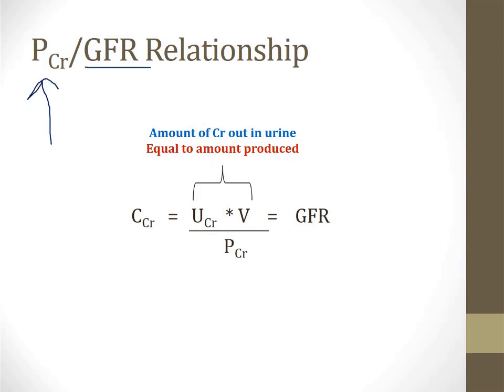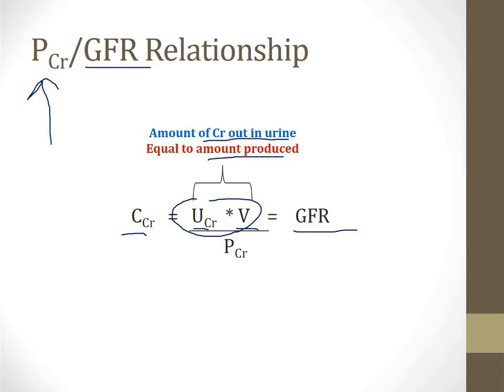Shown on the screen is the equation for creatinine clearance, which, as I told you before, is essentially equal to the GFR. The numerator of this equation is the urinary creatinine concentration times the volume flow rate of urine. This is the amount of creatinine that goes out per unit time in the urine, and that's equal to the amount produced. Whatever amount is produced on a daily basis by breakdown of muscle mass must be excreted on a daily basis. What this means is that this top part of the equation is essentially constant over time because your muscle mass is constant, you're producing a constant amount of creatinine every day, and therefore you're excreting a constant amount of creatinine over a day.